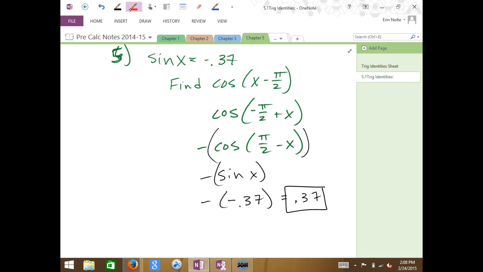Negative times a negative is a positive? When you get the sine, the cofunction identity.